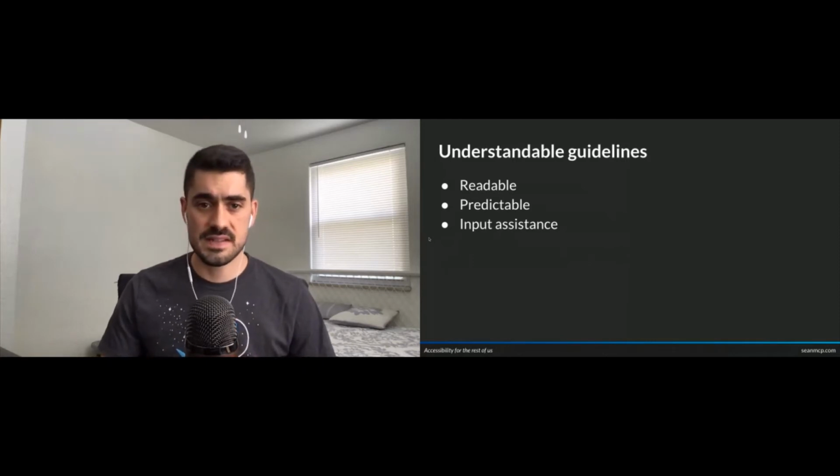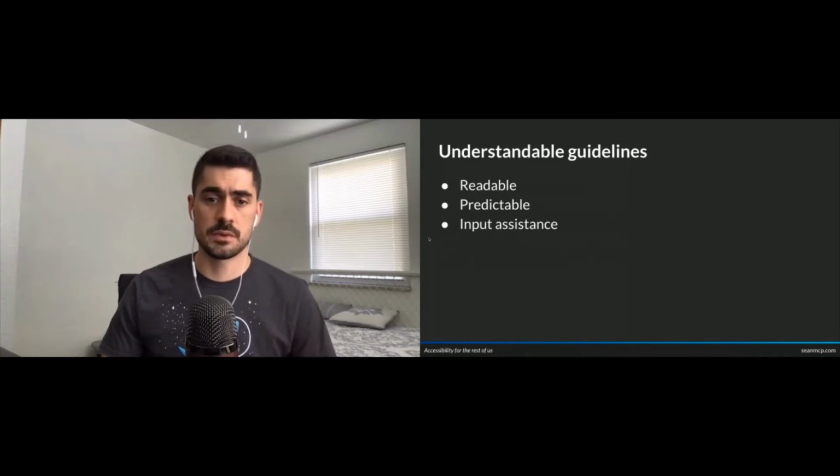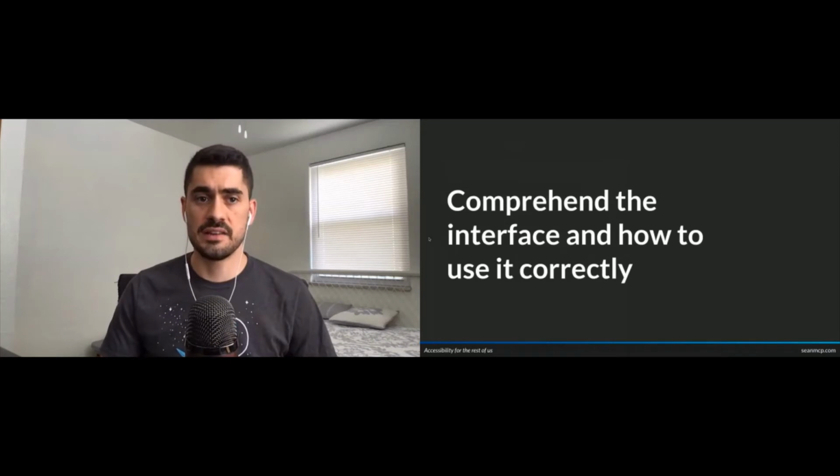And last, input assistance. Help users avoid and correct mistakes. Give the user as much information up front with labels and descriptive text, and then provide helpful error text when necessary. The understandable principle ensures that users can comprehend the interface and how to use it correctly.